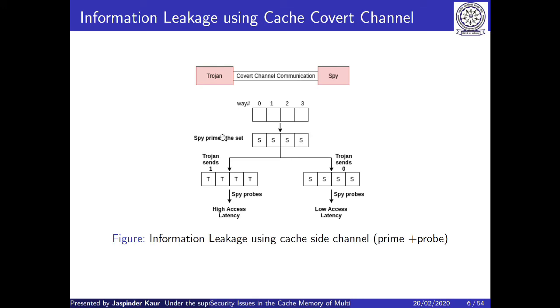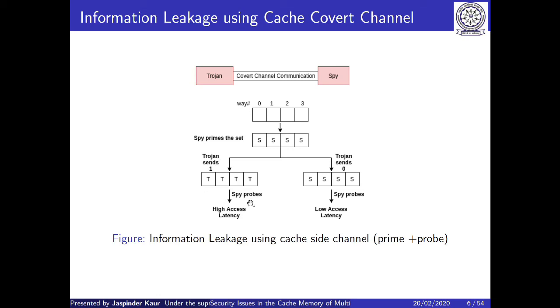So if Trojan requests some blocks which map to this set, then what will happen? This set has no space currently, but now Trojan is requesting blocks which also map to this set. So the blocks from this file will be replaced by the blocks of Trojan. So this will be the situation.